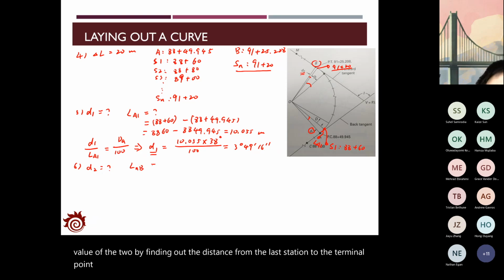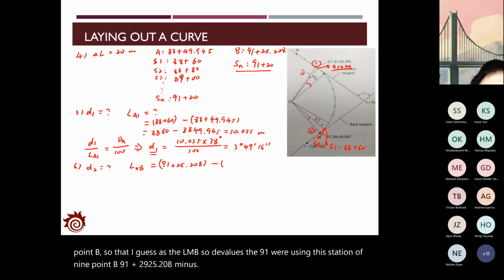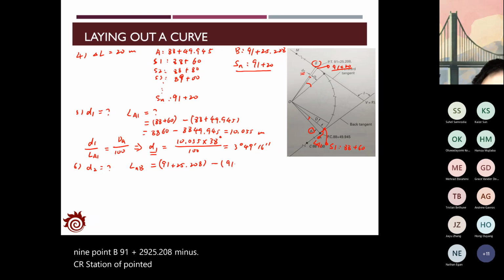So I said that it's a LMB. So the value is 91. We're using the station of point B, 91 plus 25.208, minus the station of point N, SN. That is 91 plus 20. That gives you the value as 5.208, and you will apply the same equation.